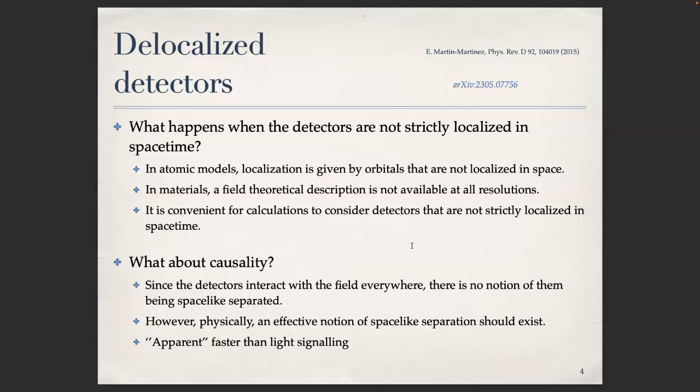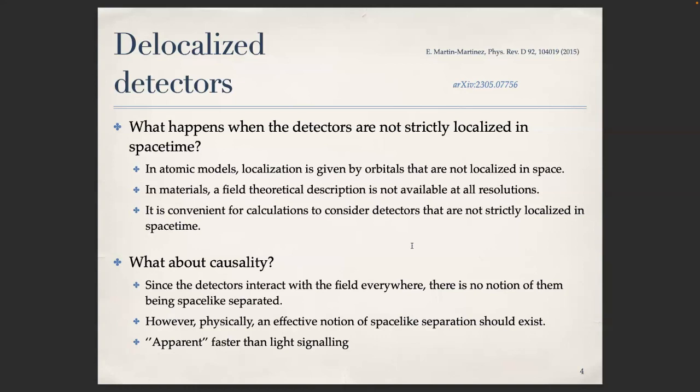Also, and this is something that may touch the hearts of some of the people here, in materials, if you want to use a detector as a material, or in other quantum fields, we don't know the structure of the field at all resolutions. We would like to know what happens if we just use a detector up to some resolution. But then you will realize that that's in strict friction with the concept of strict locality.